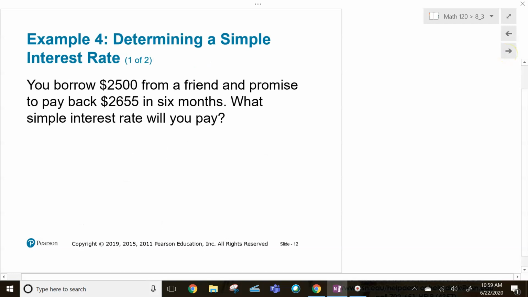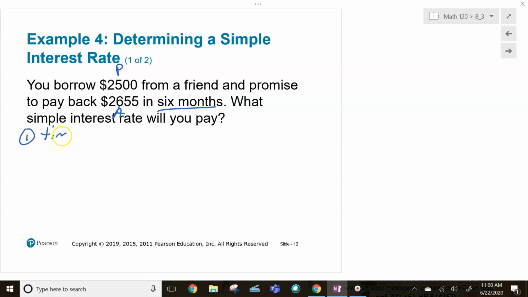All right, how about this one here? We've got a little different scenario. You're borrowing 2,500 from a friend. So there's your principal amount. You promised to pay back 2,655. So that's the principal plus the interest. That's the amount that you're promising to pay back. In how long? In 6 months. So you got a half a year. What simple interest rate will you pay?